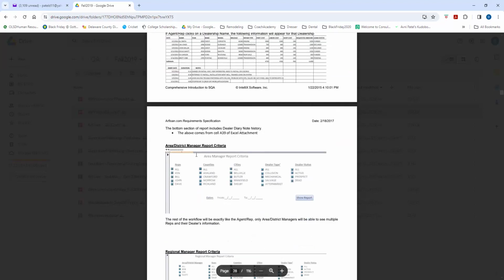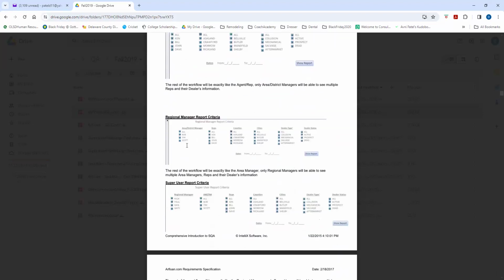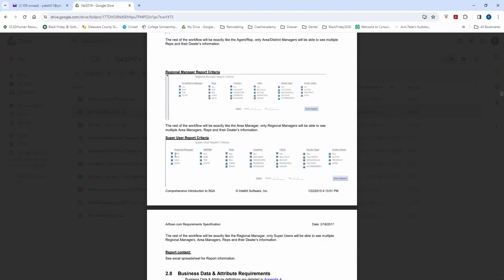When you talk about the managers, managers should be able to see everything for all of the representatives that report under their area, right? The regional manager will be able to see it too, and all of the subsequent information still remains the same. There are additional details for reps, additional details for the area manager. And the super user should be able to do it for everybody in the system.